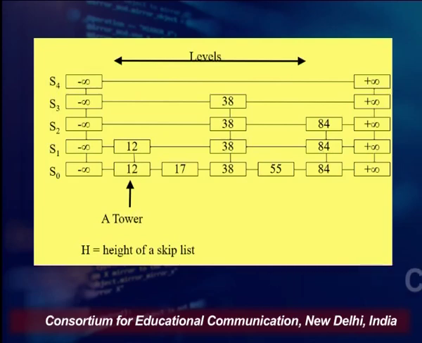So here we have a tower for 12 of 1 level, a tower for 38 of 3 levels, and a tower for 84 of 2 levels. And the variable h is nothing but the height of a skip list. Here the height of the skip list is 4, starting from S0 to S4, having different levels.